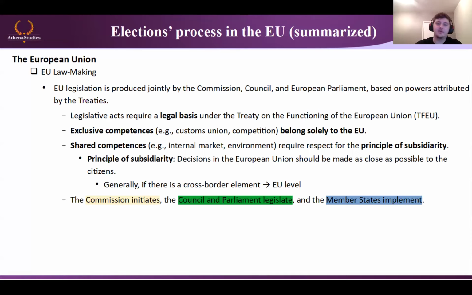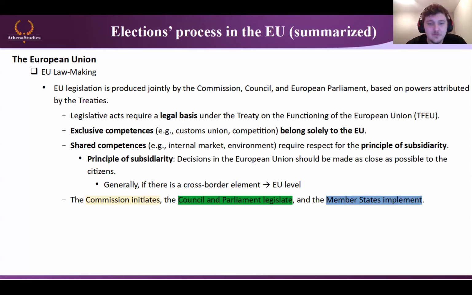And then shared competencies, for example internal market and environment, require respect for the principle of subsidiarity. Super important principle here. I will never highlight it enough. What is this principle? It means that decisions in the EU should be made as close as possible to the citizens. And so what do I mean here?